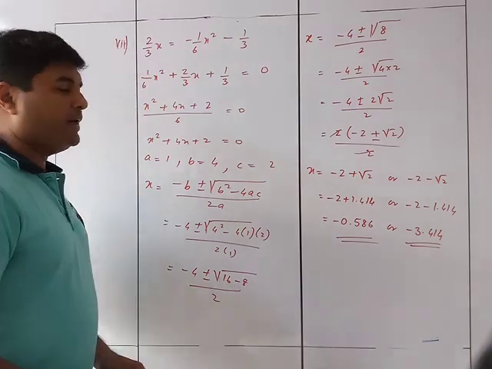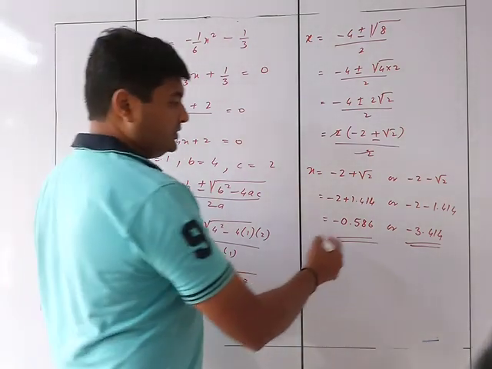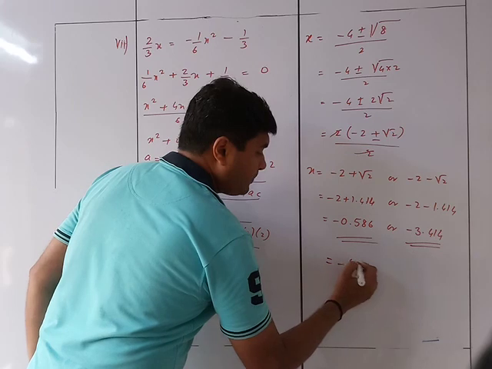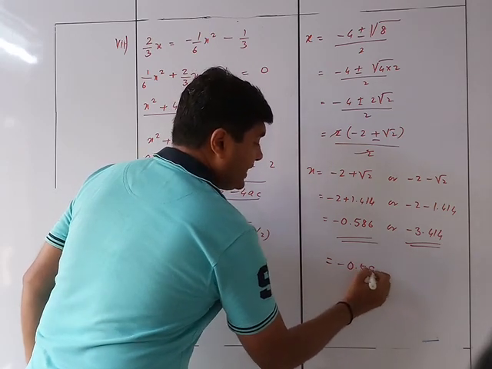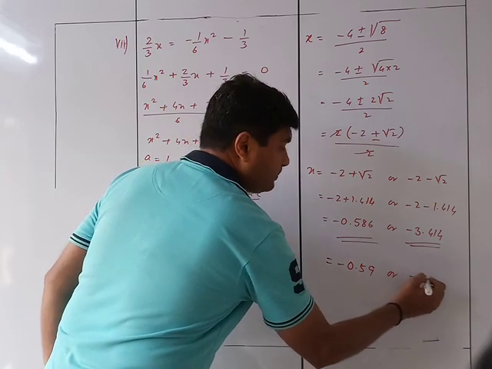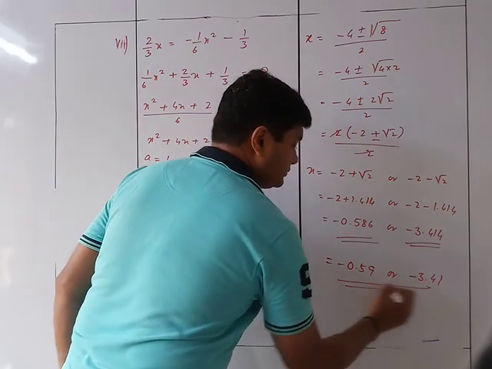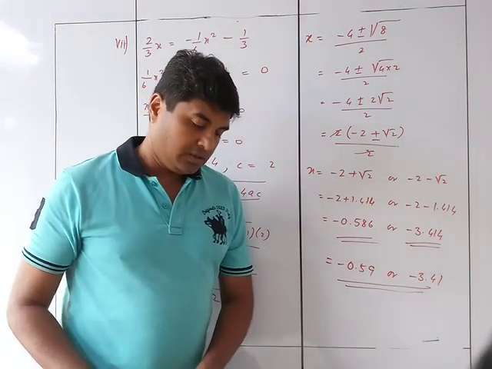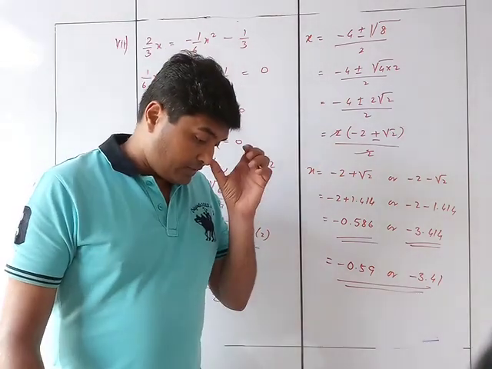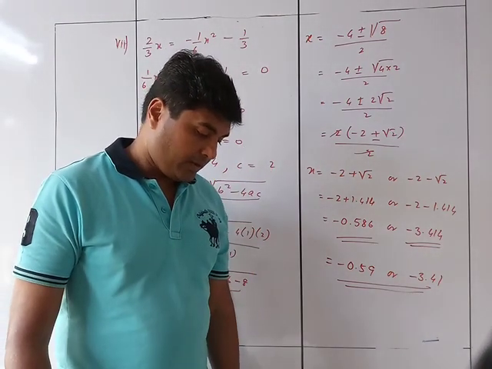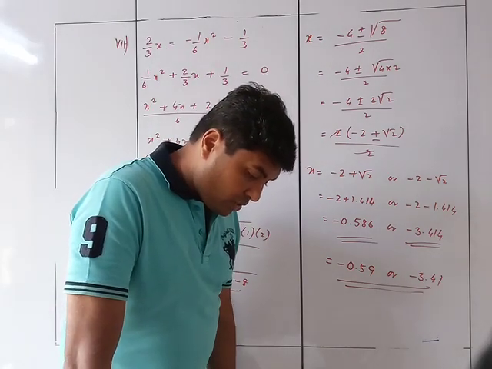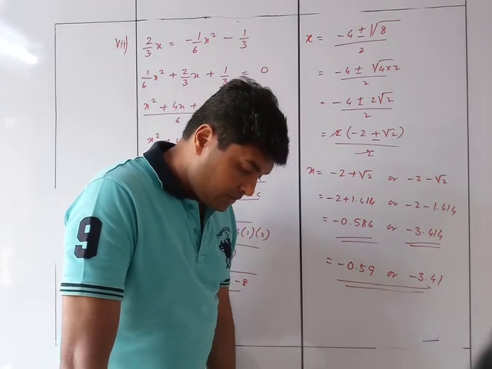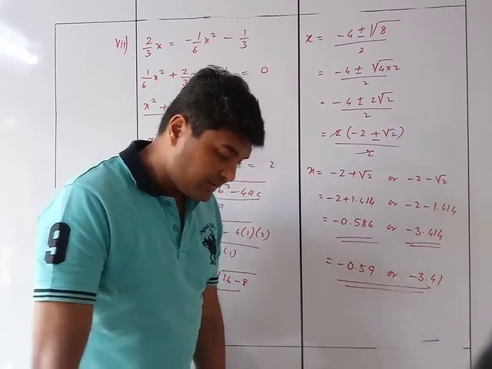You can round it up to the nearest two digit numbers. So accordingly it could be minus 0.59 or minus 3.41. Okay, that is the solution for the seventh question. Okay. Now we move forward and go for, let's take the 13th question.